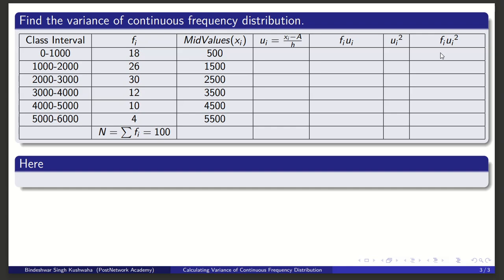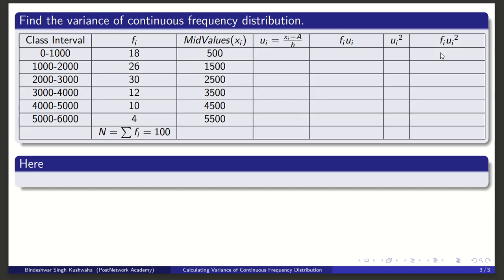Here how will you calculate u? So we will calculate using formula xi minus a upon h, that is ui, where a is the assumed mean and h is the class interval width. In this example, we will use 2500 as the assumed mean and 1000 as the class width. So now let us calculate ui.